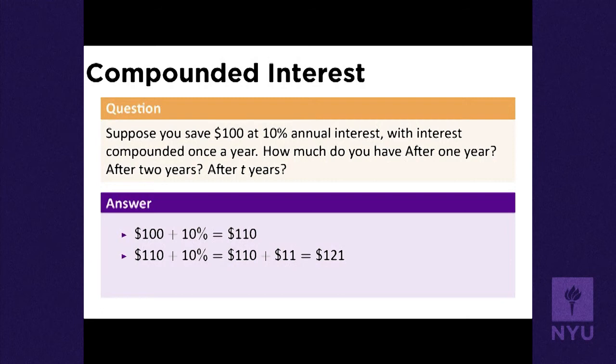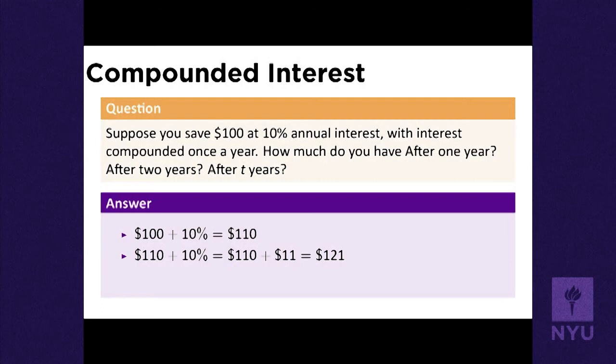After T years, how much money will you have in this compound interest account? Well, you get 10% after each year. And adding 10% is the same as multiplying by what number? You're adding 10%. You're multiplying by what?